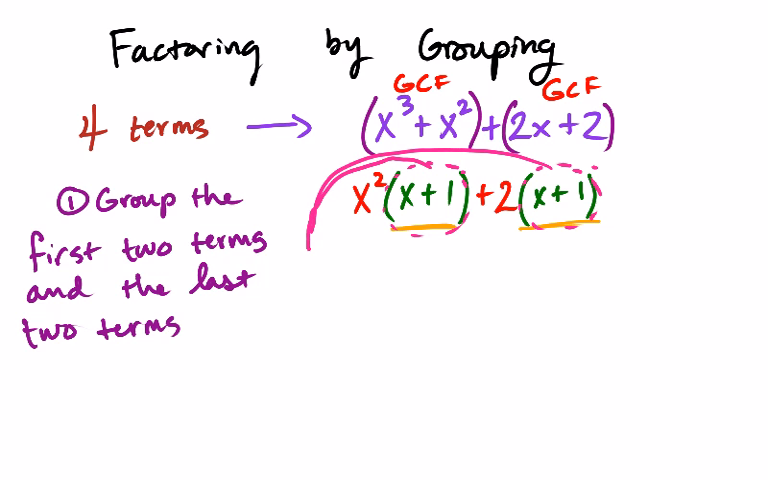And normally when you take out a GCF, you only write it once. So we're going to write it once, x plus 1. And then these guys will go away, and it'll leave us with what's in red there, x squared plus 2. And that's how you factor by grouping. Let's try one where you may have to go and factor a little bit more after it.